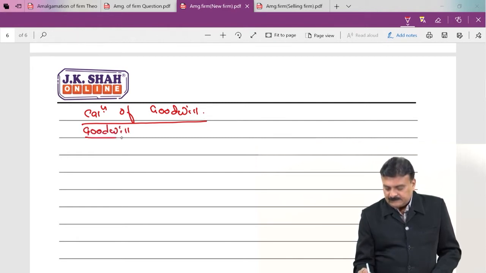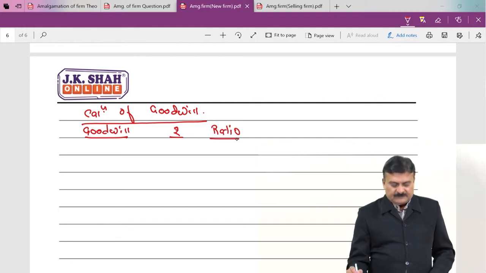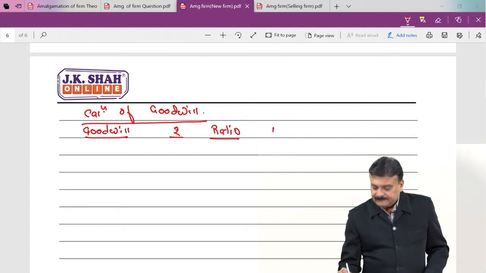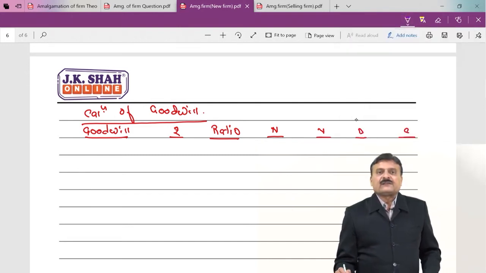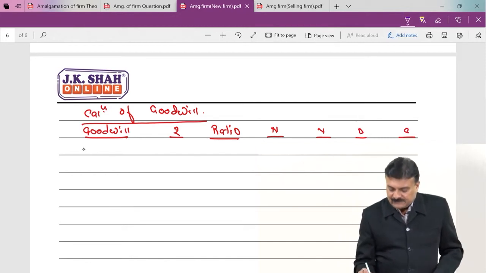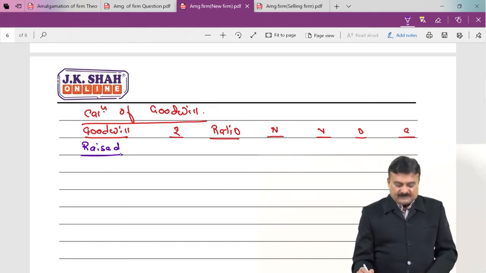Goodwill, and then amount, ratio, 4 partners. 4 partners are Naveen, Vasant, Das, and Chatterjee. Same way like in CA foundation you are doing. So, first line goodwill raised in both old firms. First firm Western Trading Company.